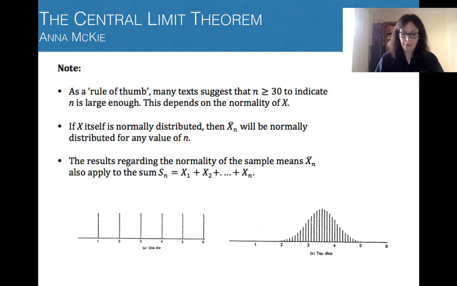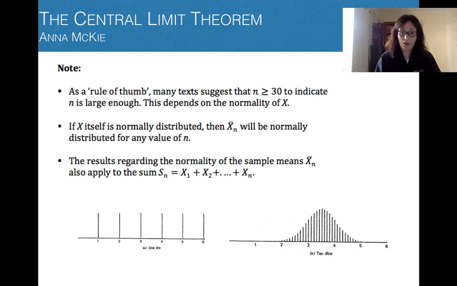A few notes here. As a rule of thumb, a lot of textbooks suggest that a sample size of 30 or more is large enough, and that depends on the normality of x. So if x is normally distributed to start with, for example the heights of teenage boys, then whatever samples you take within that, whatever size, will be normally distributed, because you're taking a selection of, say, 50 boys from a normally distributed population.